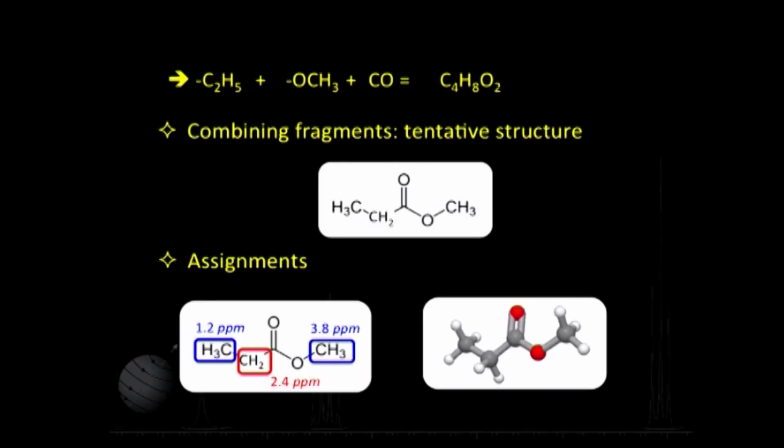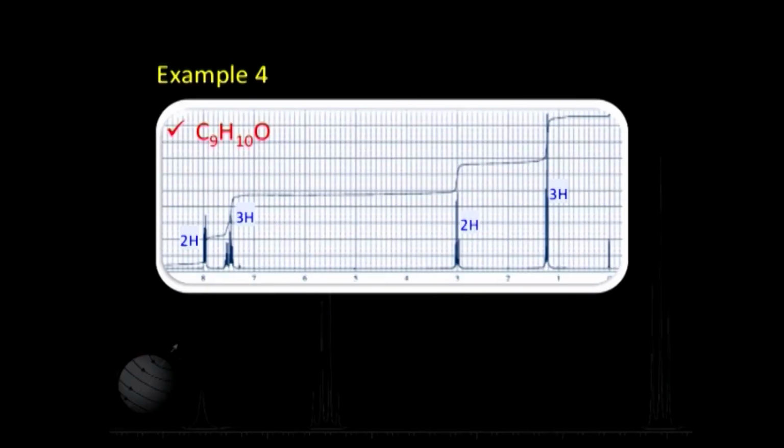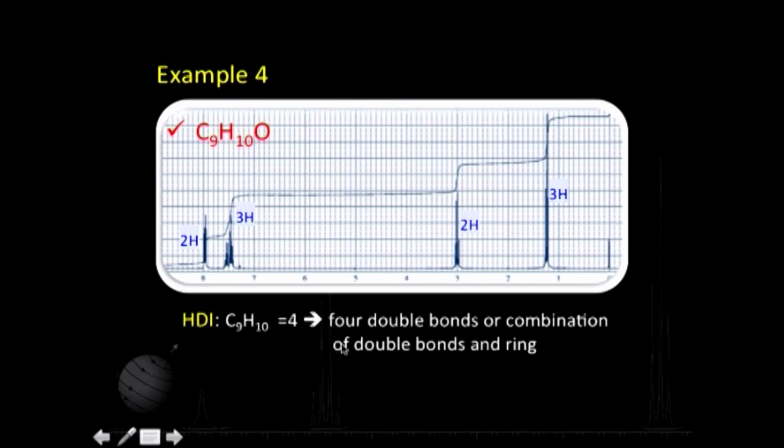Let us move further, take up yet another example. Now, in this case the molecular formula is C9H10O, and there are about 1, 2, 3, 4 signals in this. So, it is a slightly more involved problem than the previous problems, but we will go in the same way. We start by computing HDI. HDI comes out to be 4, which again we know means either there are 4 double bonds or maybe some combination of double bonds and a ring.